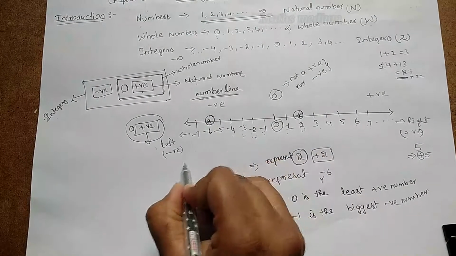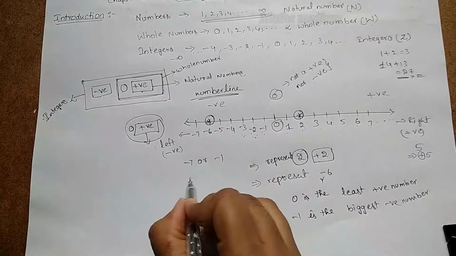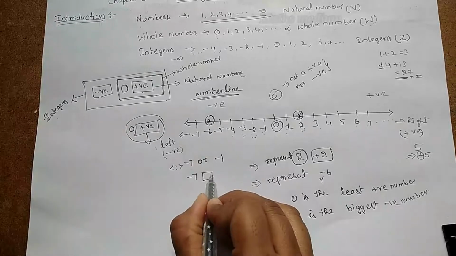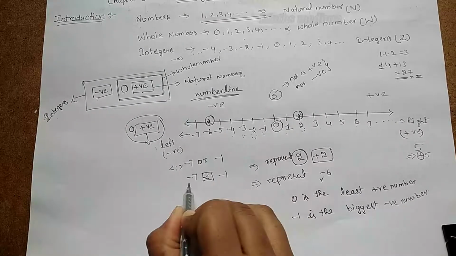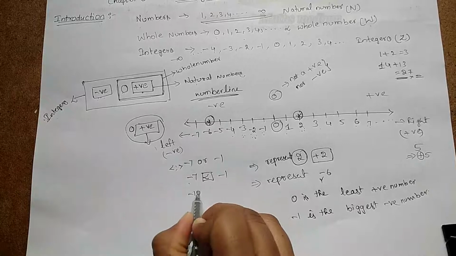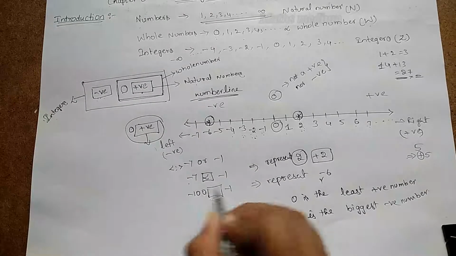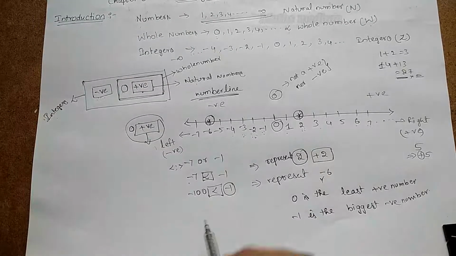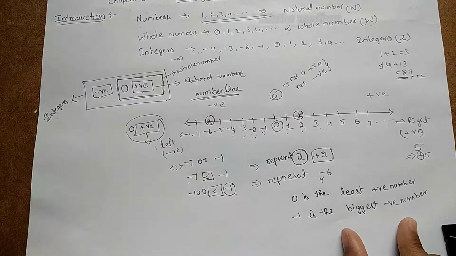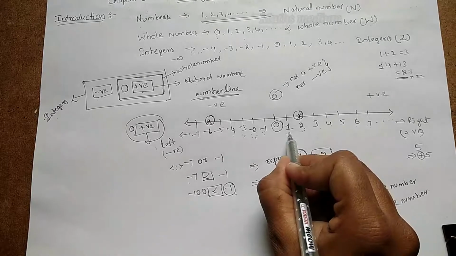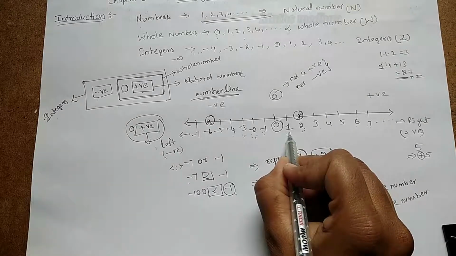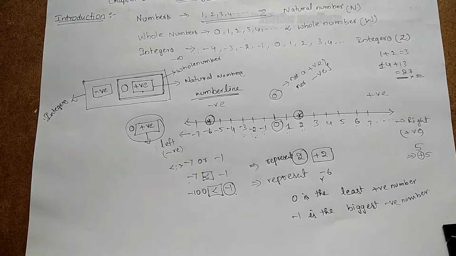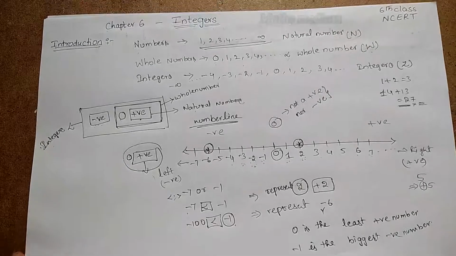See here, if you take -7 and -1, we have to represent with a less than or greater than symbol. We have to compare it like this. So -1 is greater than -7. If you take -100 with -1, we get greater than in front of -1, because -1 is the biggest negative number on the number line. Here +1 is the smallest number among the positive numbers, right? Similarly -1 is the biggest number among the negative numbers. So this is about this session, the introduction of integers.